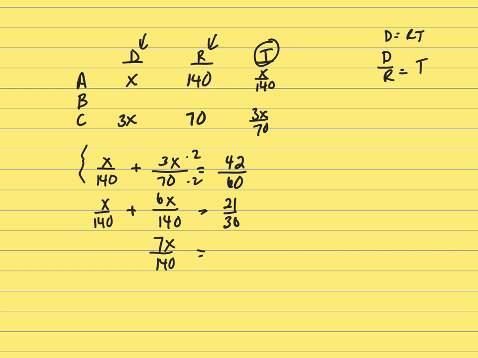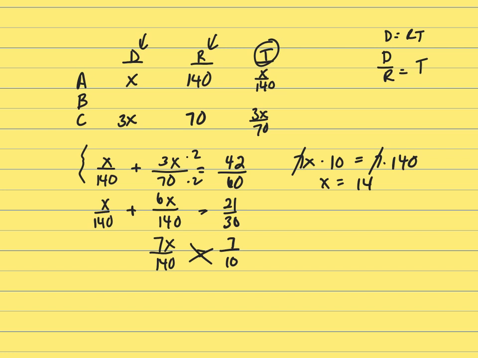And 3 will go into both of those. 3 will go into 21 7 times, and 3 will go into 30 10 times. So now let's cross multiply. And that's going to give me 7x times 10 equals 7 times 140. And now let's divide both sides by 7. Those are gone. Now let's divide both sides by 10, and that leaves you 14.